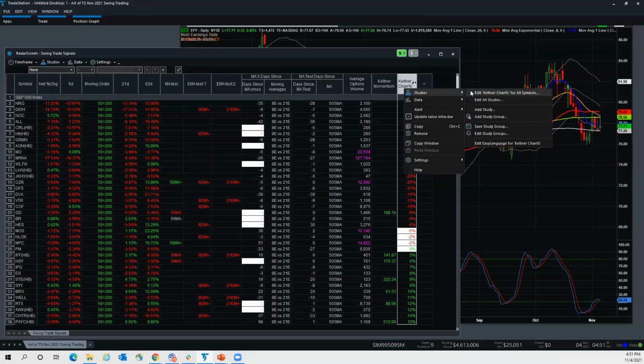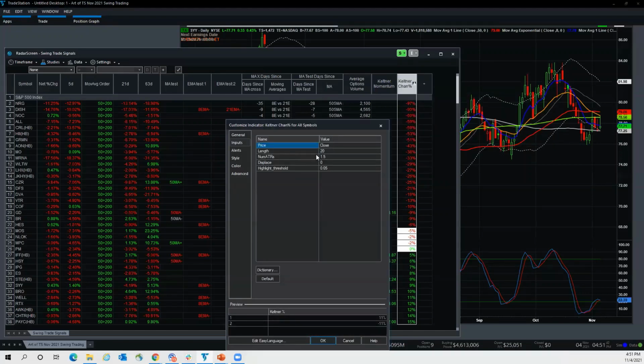If you go to studies, edit, you'll notice that it accepts the normal settings for Keltner channel, the length, and then the number of average true range. Keltner channel is based on average true range. And these are the settings that are part of the normal Keltner channel. But I added another value called highlight threshold.